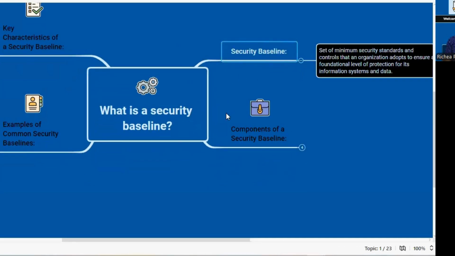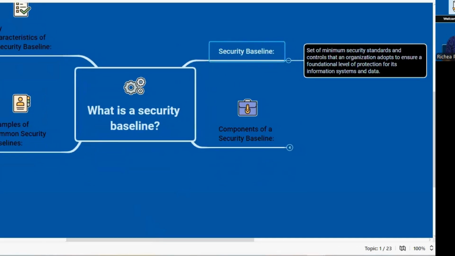So as it relates to a security baseline, a security baseline is a set of minimum security standards and controls that an organization or business can adopt in terms of ensuring a foundational, basic or minimum level of protection for its information systems and its data. Those are the key things as it relates to a baseline.